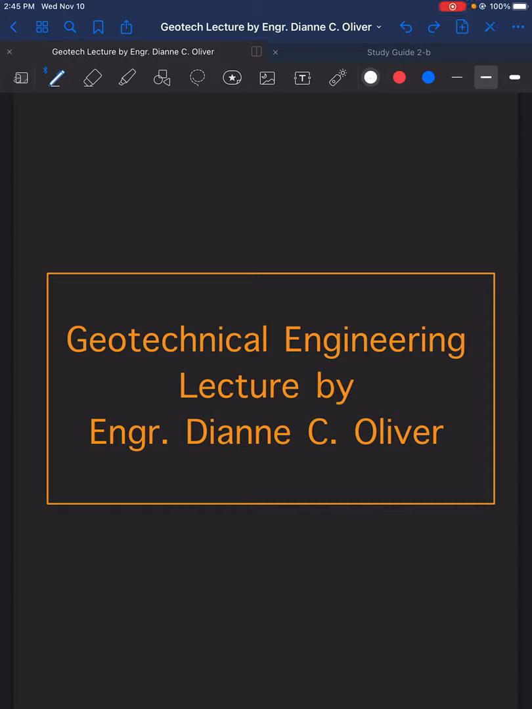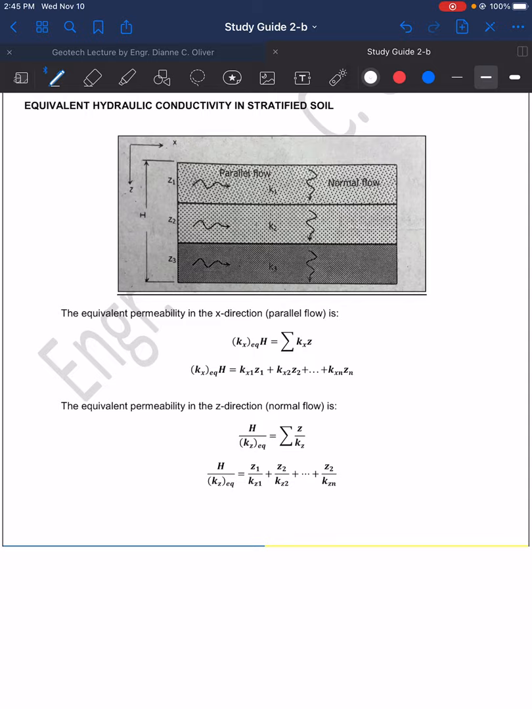This is the continuation of our lecture in Geotechnical Engineering with the topic Flow of Water Through Soils. Now this time, we will consider the flow on different layers. So previously, we have been discussing hydraulic conductivity with one soil type. Now how about if the water is flowing on different soil types or different layers of soil?